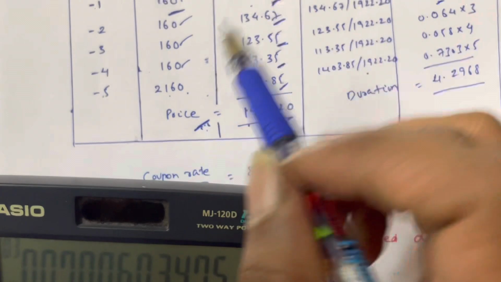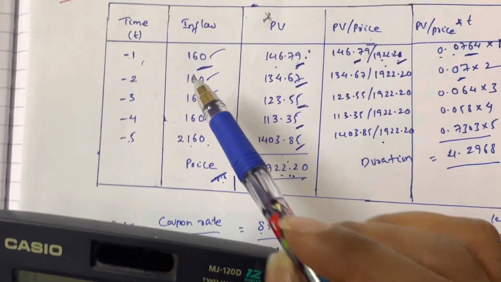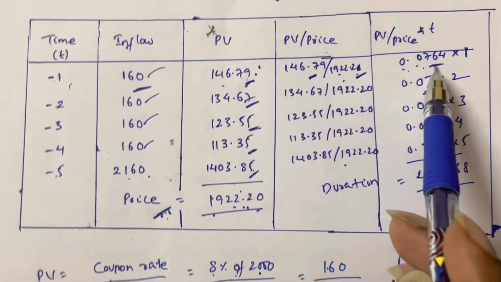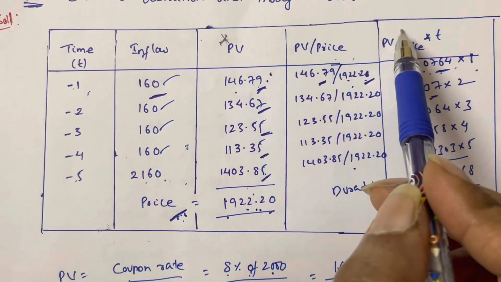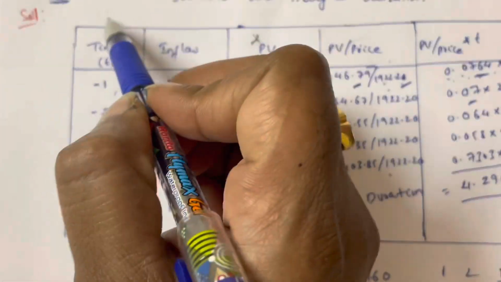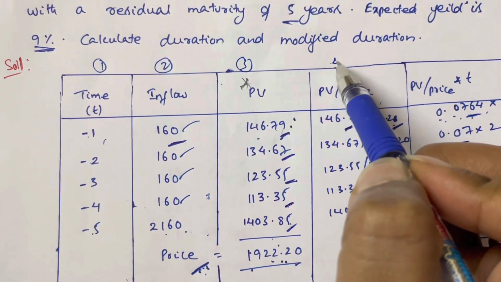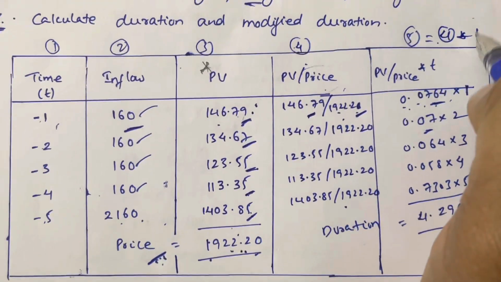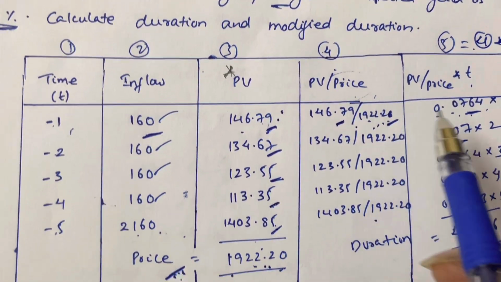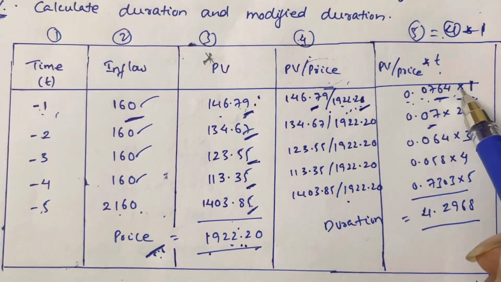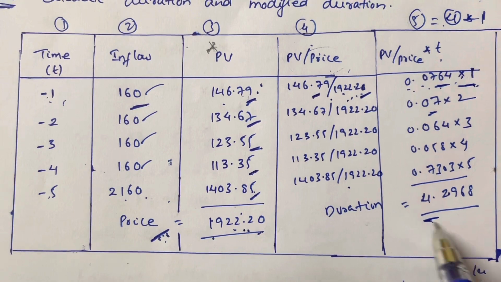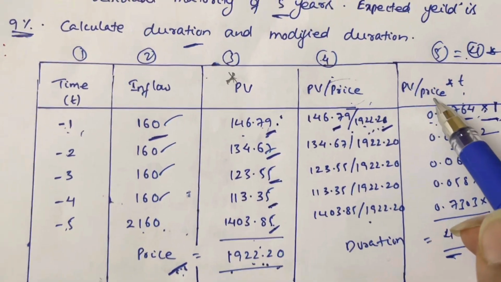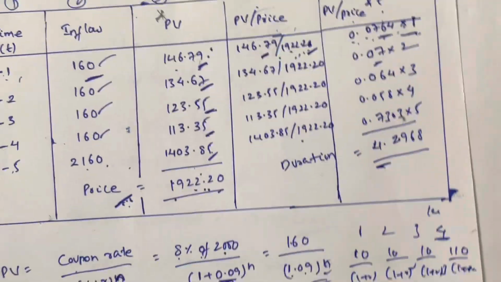Then we have to multiply with the year. So 0.0764 into 1. The next column is this value into t. The fourth value is 0.0764 and the time value is 1, so we have to multiply. Multiplying and adding these values will give the duration. The first question is to calculate duration. Duration means the sum of present value by price into time.